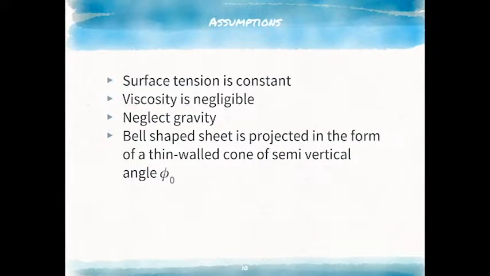Lastly, this is less of an assumption but more of a variable assignment, but the bell-shaped sheet is projected in the form of a thin wall cone of semi-vertical angle represented by the variable phi. This is, again, the most important variable that we focused on. So in order to replicate his experiment, this variable was crucial for our calculations.